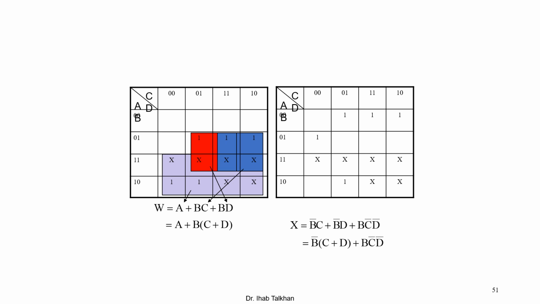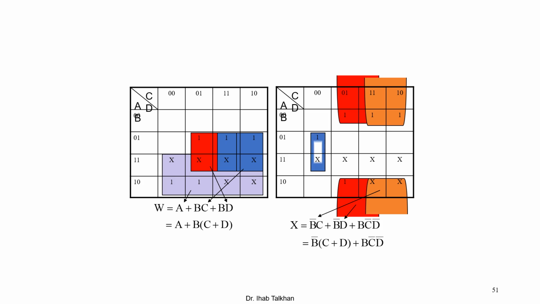Now let me go for the X. The X here, you have this group. This group will give you B bar C, and then the red group will give you B bar D, and then this group of 2 will give you B C bar D bar. Actually, this equation can be reduced more by taking B bar as a common factor. So X will be equal to B bar multiplied by (C plus D) plus B C bar D bar. This is X.